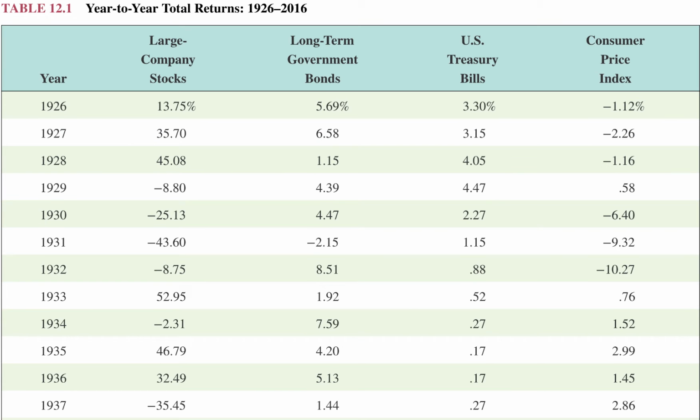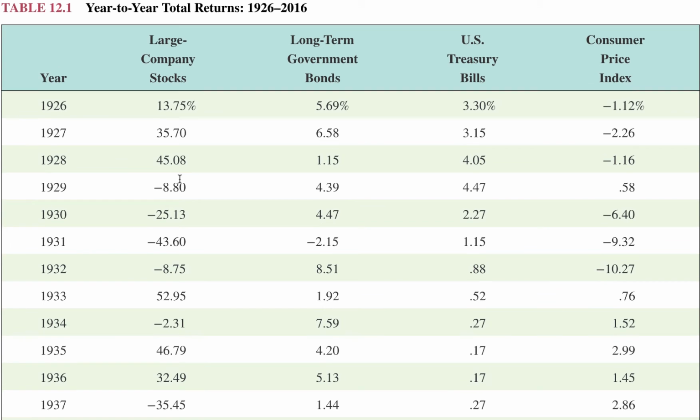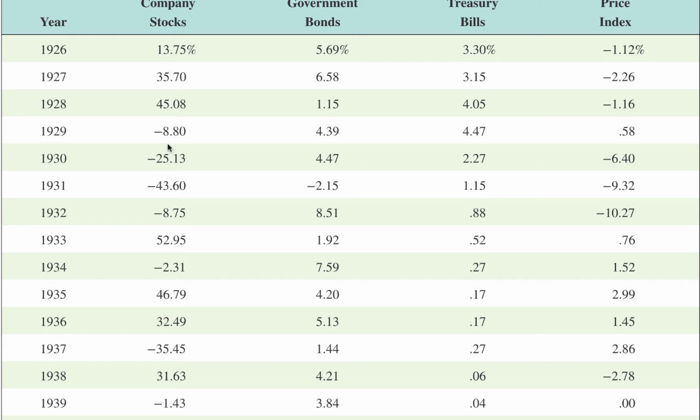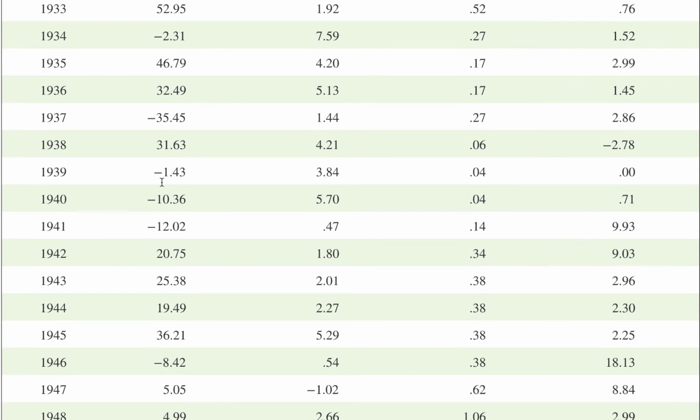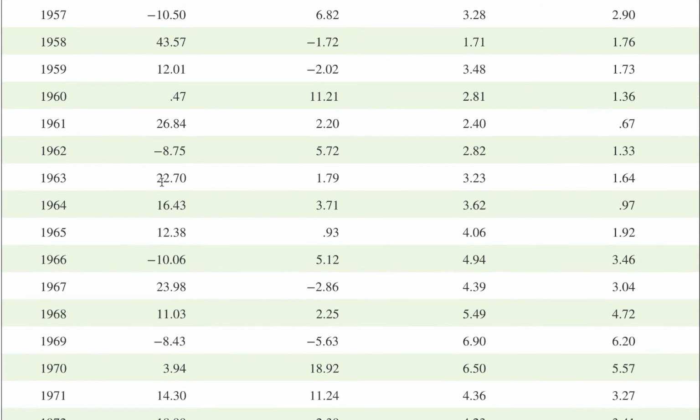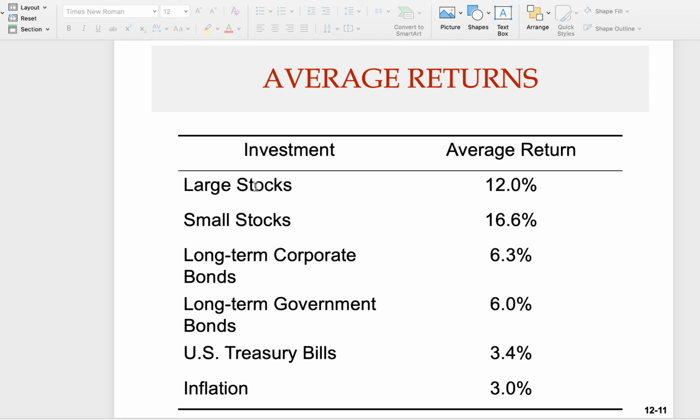So if we go back, 13.75% for large company stocks, 35.7, 45.08, and up to 1929 we have a negative return. We're adding up all these returns and dividing by the number of observations, and we see that about 12% is the average return. So that's how you calculate the arithmetic return.